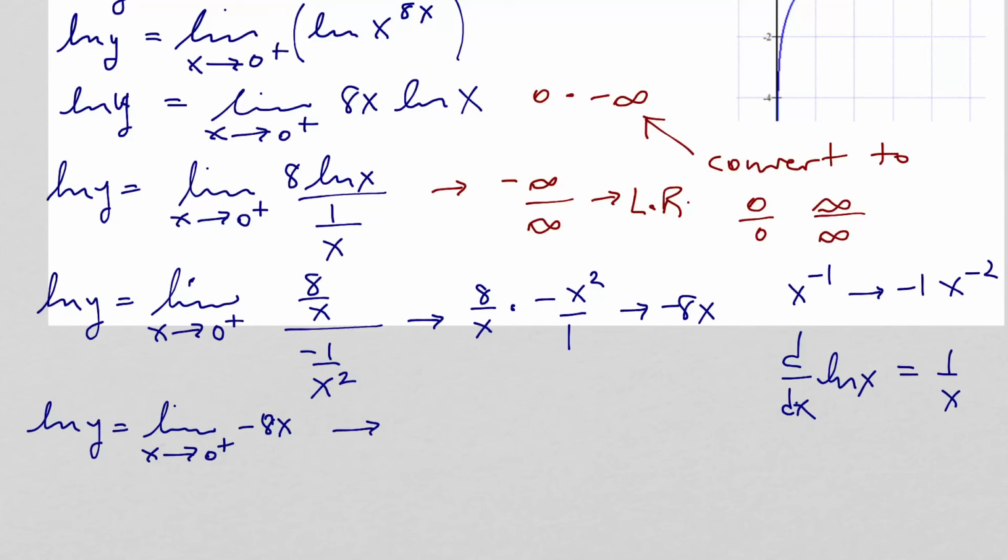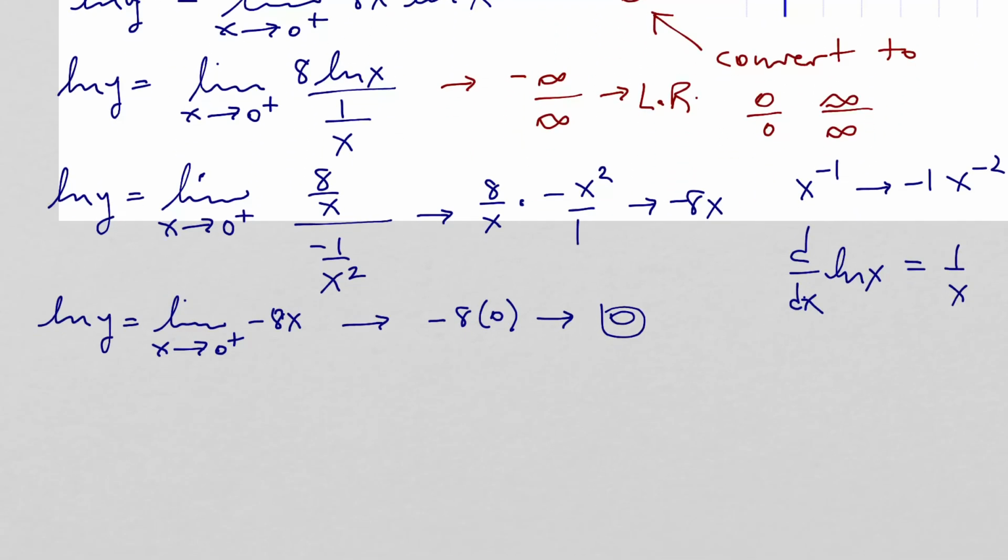All right, so now I can substitute 0 into there. I'll have now a determinate form. So this is negative 8 times 0, which is just 0. All right, so what I have now, I'm not done yet, the ln of y is equal to 0.